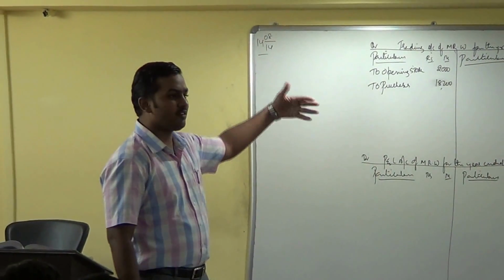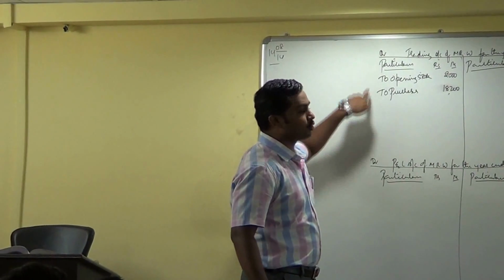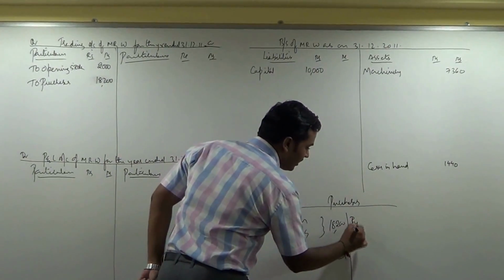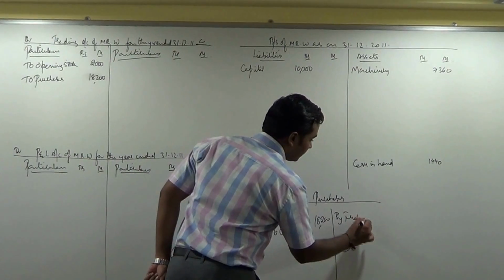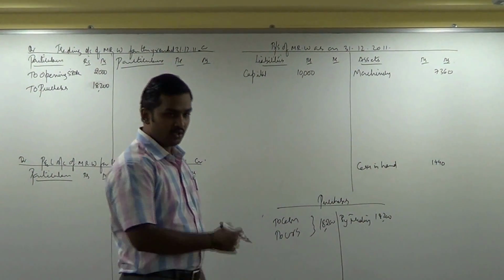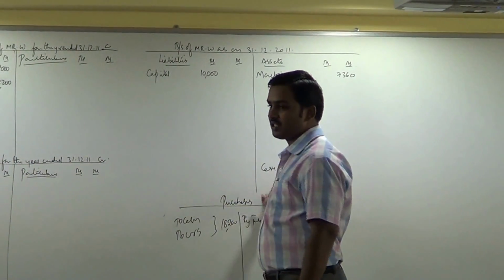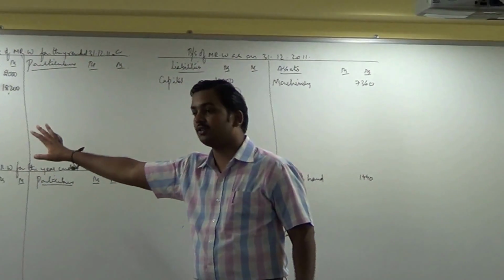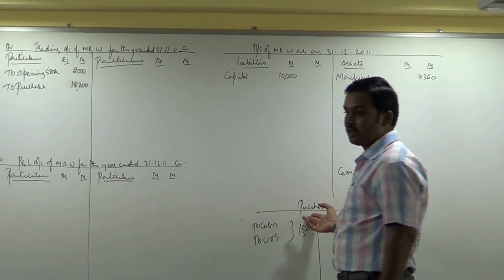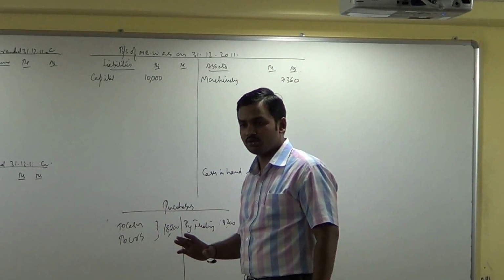Now unknowingly, you have passed an entry. What is the entry passed? Trading account debit, to purchases. So in the purchase account we are going to write 'by trading account'. When you write this, what happens to the purchase account? It automatically gets closed. That means you have closed the purchase account and transferred the balance into the trading account. That is why this account is called a nominal account. At the end of the year, the account is getting closed.